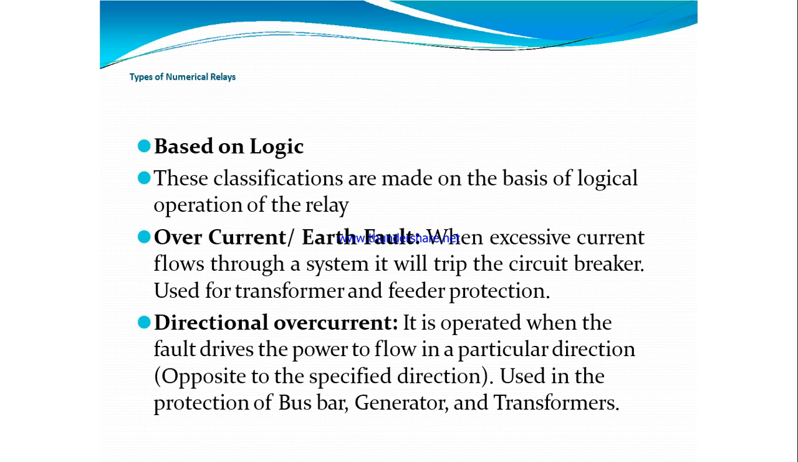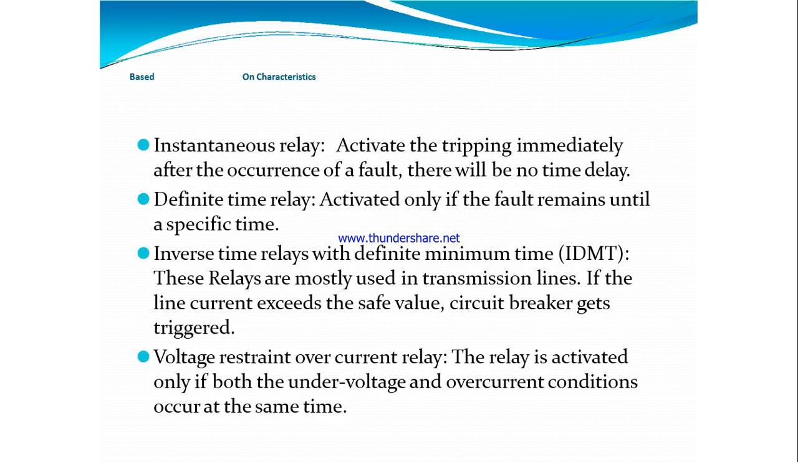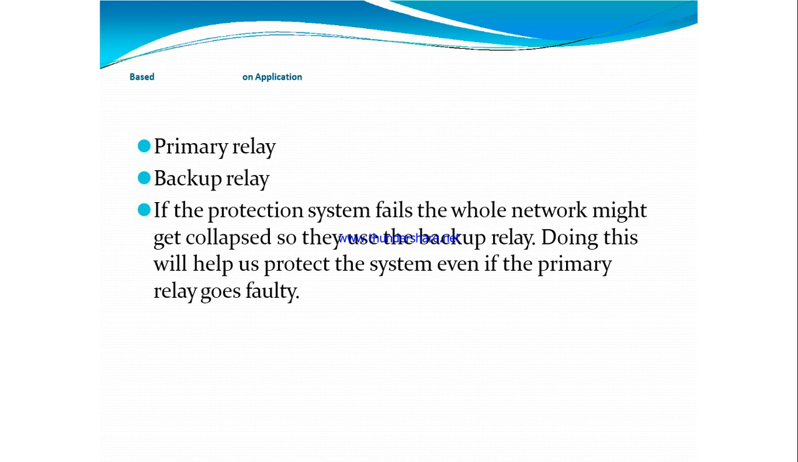When considering the different types of numerical relays based upon the logic, they can be classified into overcurrent, earth fault, directional overcurrent relay, differential relay, under voltage, over voltage and distance relays. Based upon the characteristics, we can have instantaneous relay, definite time relay, inverse time relays, voltage restrained overcurrent relay, current relays, voltage relays, frequency relays, power relays, etc. So these are the different types of numerical relays.